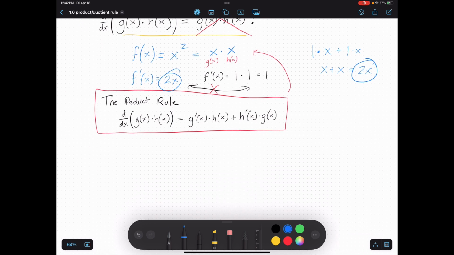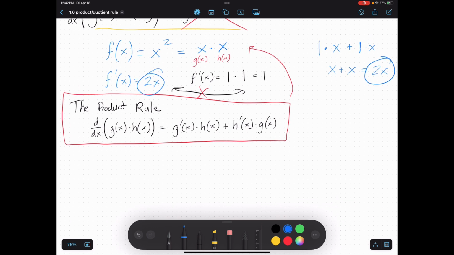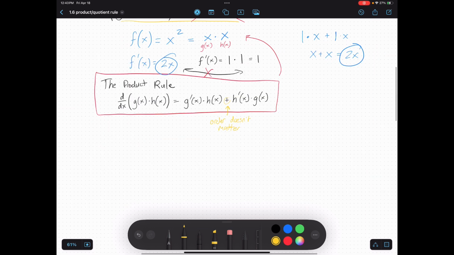So this is how you'll see it on your formula sheet. But I do want to emphasize the fact that because this is addition, if you mix up the order, that's okay. The order doesn't matter. You could do h prime times g first plus g prime times h, and it's still going to work just fine. It'll still give you the same answer. So that's the product rule.